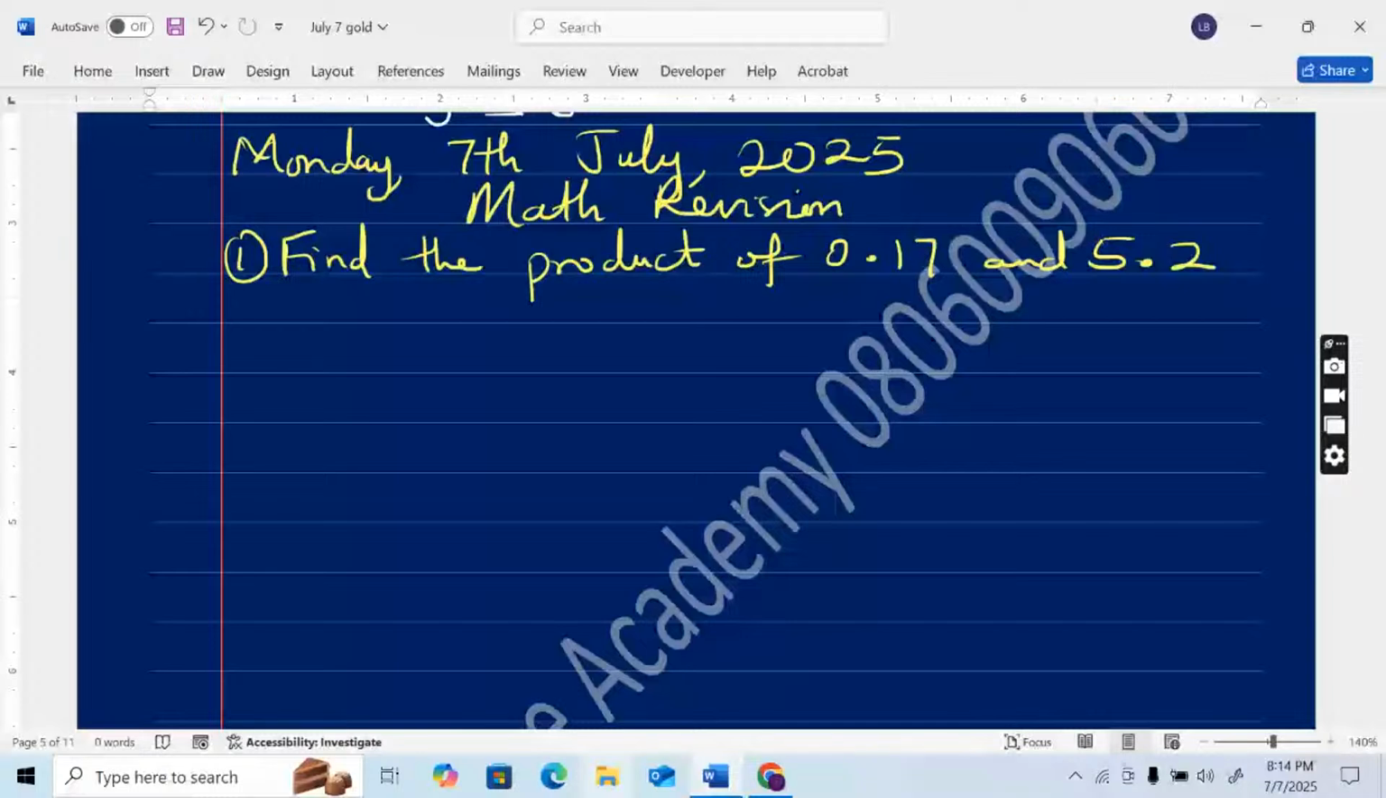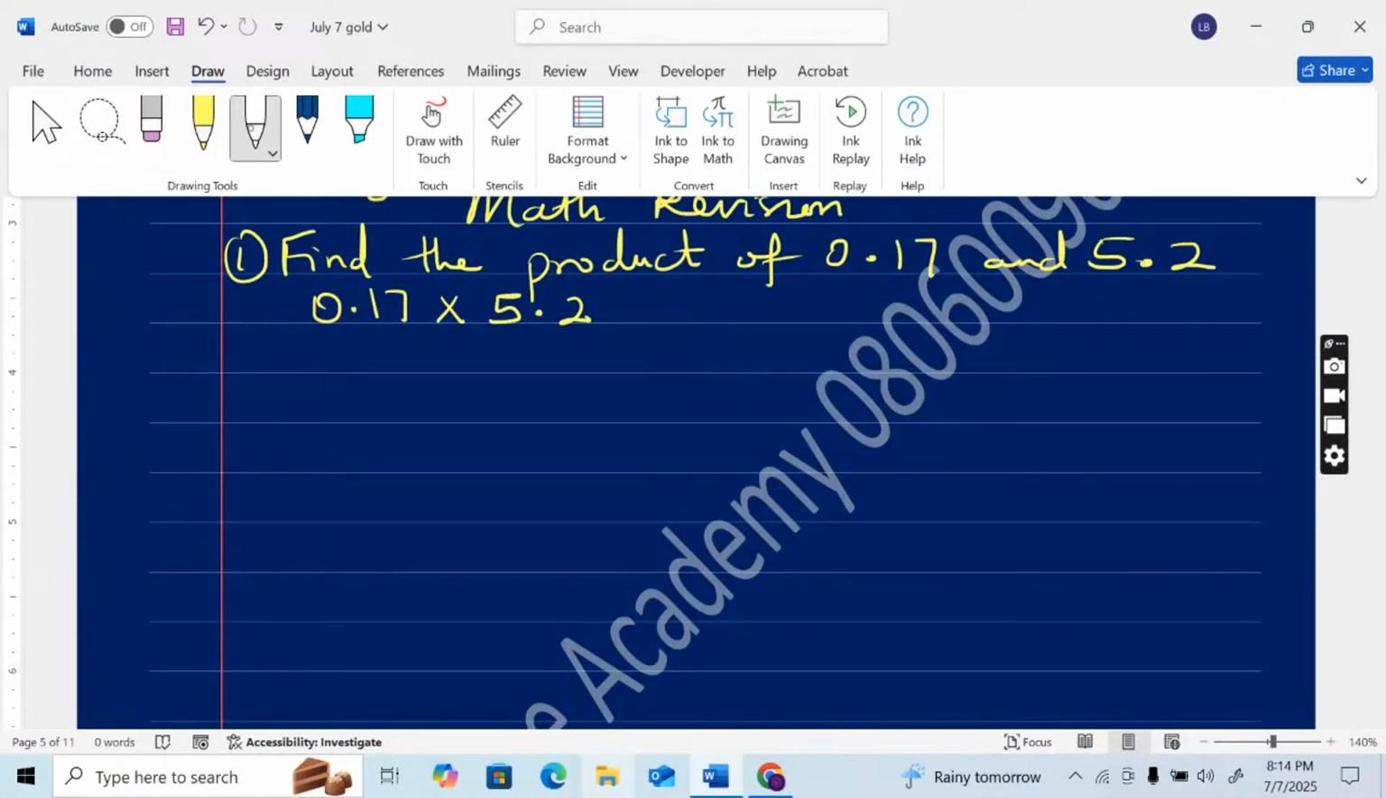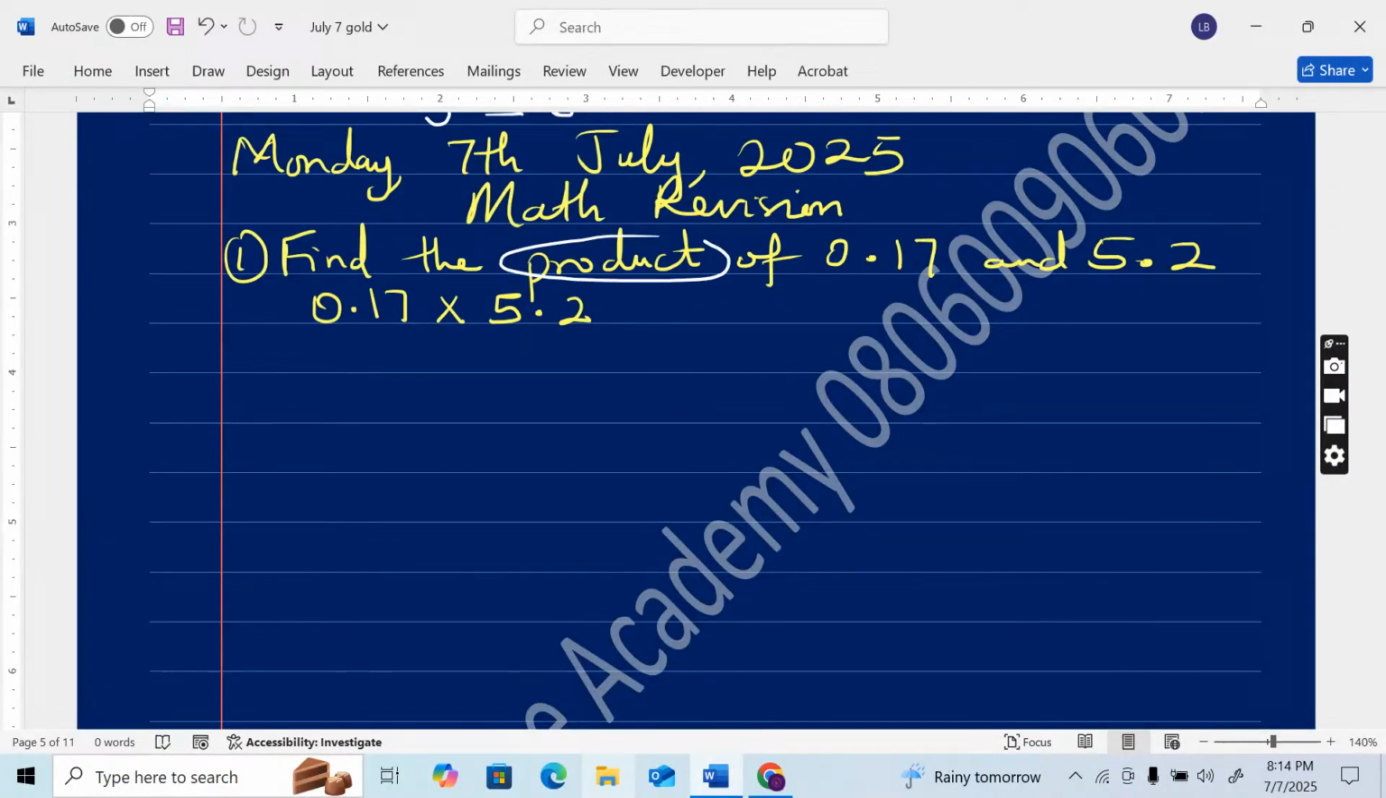Product of 0.17 and 5.2. So this is multiplication of decimals: 0.17 times 5.2. Product means multiplication, all right? For us to multiply this, the first thing I need you to do whenever you see a decimal number is to ignore the decimal point and write that number as a whole number. For the first number, we can write 017, which is the same thing as 17 times 52.